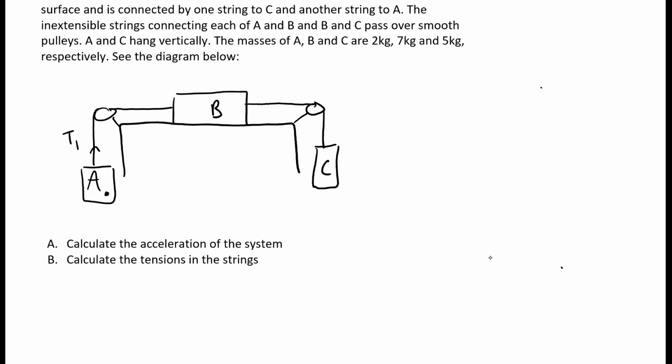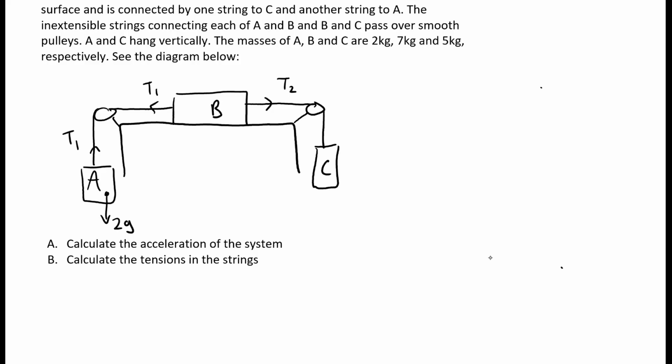A has a mass of 2 kilograms, so it has a weight acting on it of 2g. B has tension 1 acting on it to the left. It has tension 2 acting on it to the right. It does have weight and a reaction force, but those don't contribute to its left and right movement, so we can actually get away with ignoring those in this problem.